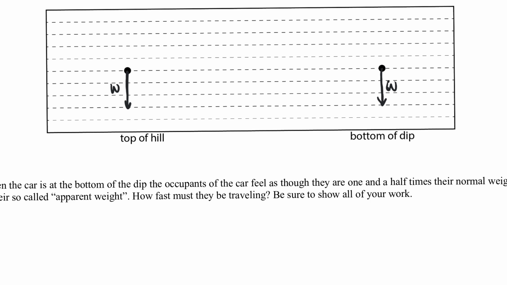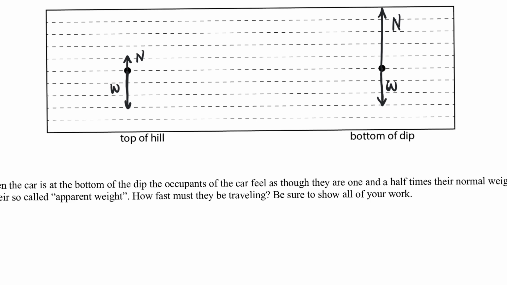At the top of the hill, the unbalanced force has to be downwards. So I'm going to draw an exaggerated small arrow for the normal force so that it is clearly less than the weight. And at the bottom of the hill, I'm going to draw an exaggerated long arrow for the normal force to clearly indicate that it is greater than the weight. No ambiguity.